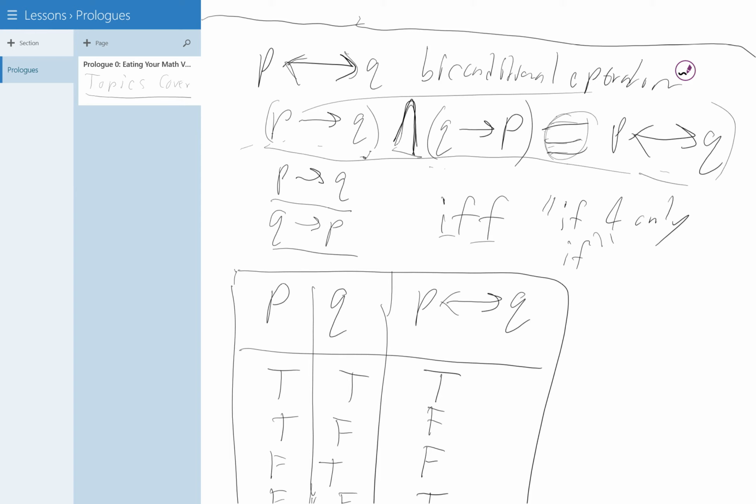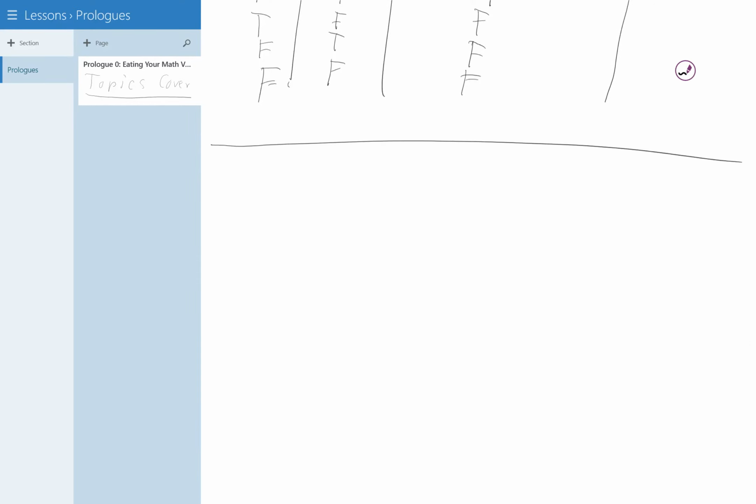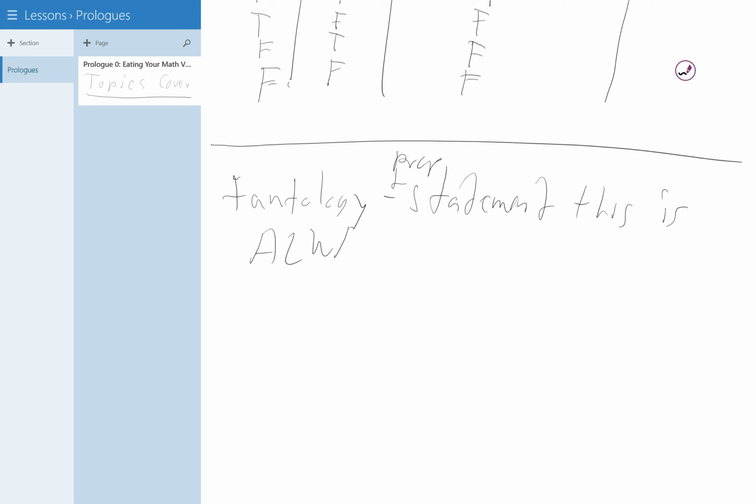So let's do two simple terms, all right? A tautology. A tautology is a statement that is always true. A propositional statement, so that should be implied, a propositional statement that is always true. Always true.